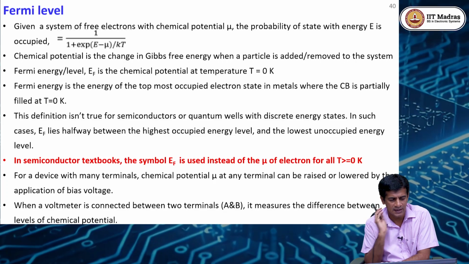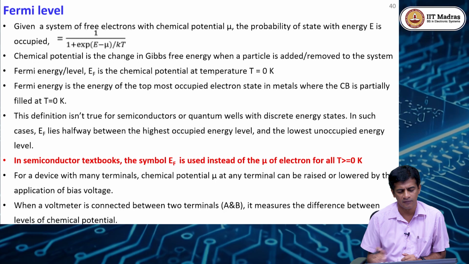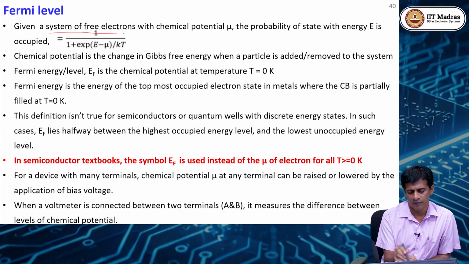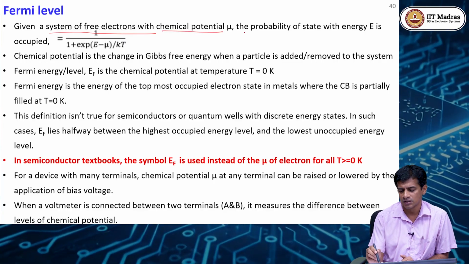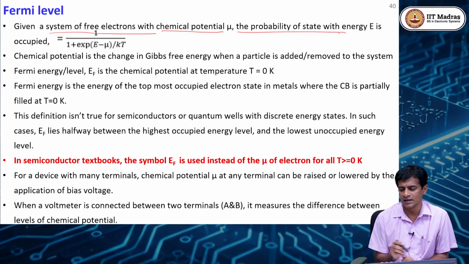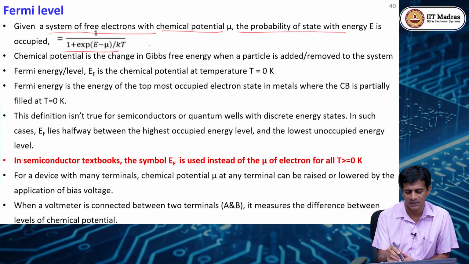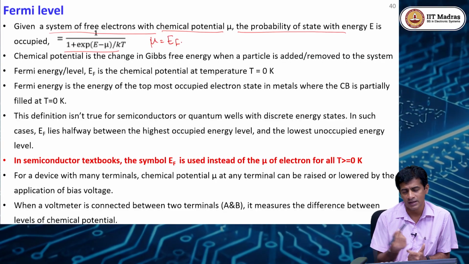Now let us look at the definition of the Fermi level, or chemical potential. If you have a given system of electrons with a chemical potential mu, and I will come to what the chemical potential is, the probability of a state with energy E being occupied is given by this expression. It is similar to the previous expression, where mu is equal to EF. Now let us see what the chemical potential is.